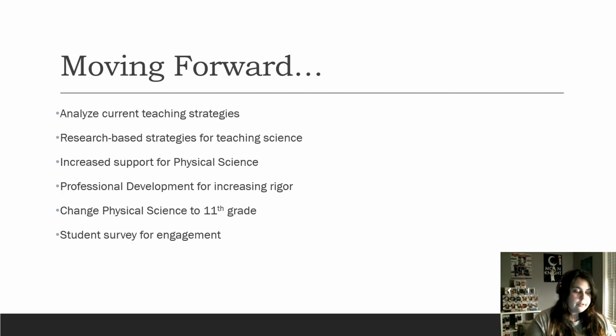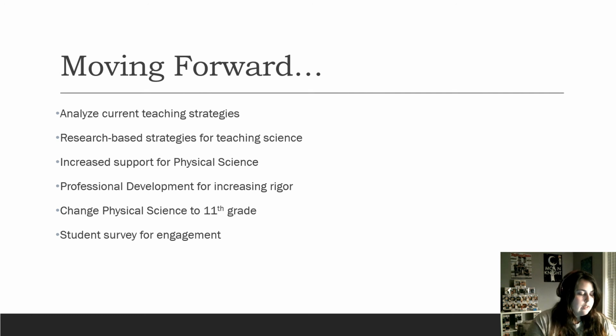So moving forward, what we suggest that we do is we need to analyze our teaching strategies specifically for those 10th grade physical science classes. What are we doing that isn't so helpful? What can we do that would support those students more? We need to look into research-based strategies that are specific for teaching sciences, especially that physical science milestone. Physical science relies on a lot of math as well, so we need more support in that class if we want to push those students to those higher learning categories.